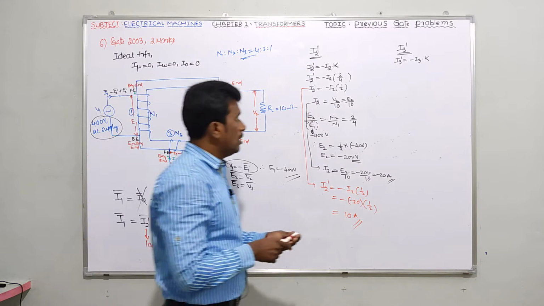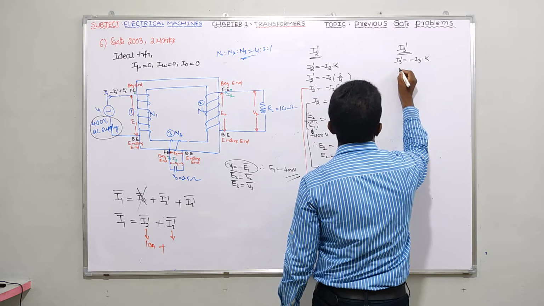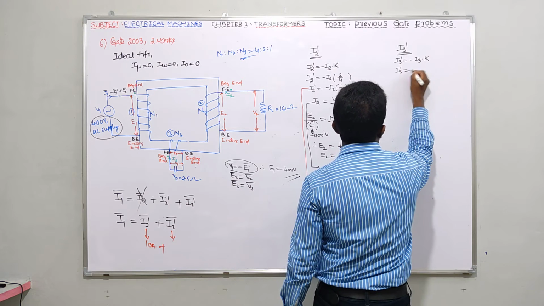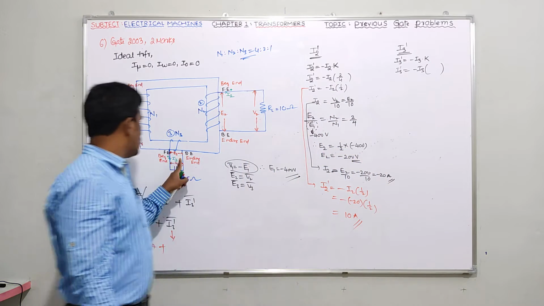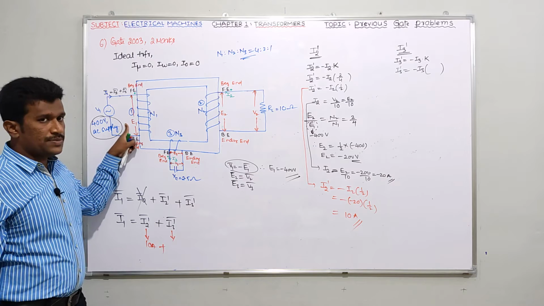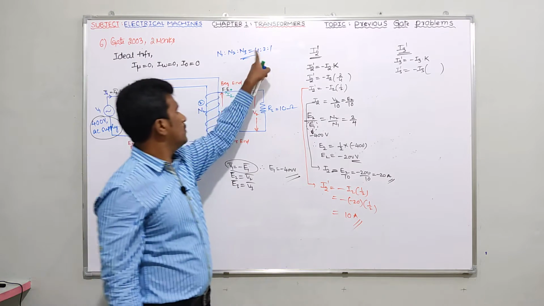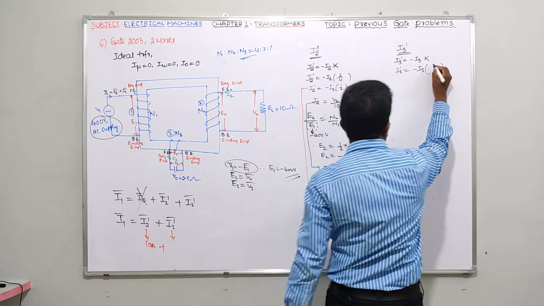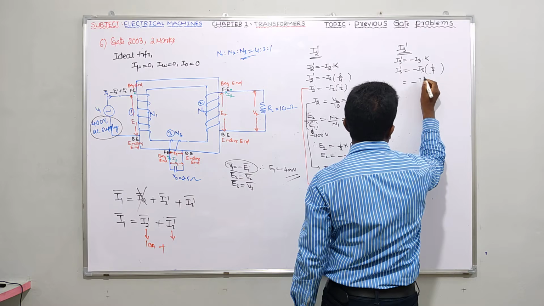Okay, simple. Now tell me, how can you find the I3 dash value? Simple as usual. I3 dash equals minus I3 into K is the formula. What does that mean, guys? You are referring the tertiary winding current to the primary. K means N3 by N1. N3 by N1 means I can write 1 by 4 here. So what is the value of minus I3 into 1 by 4?